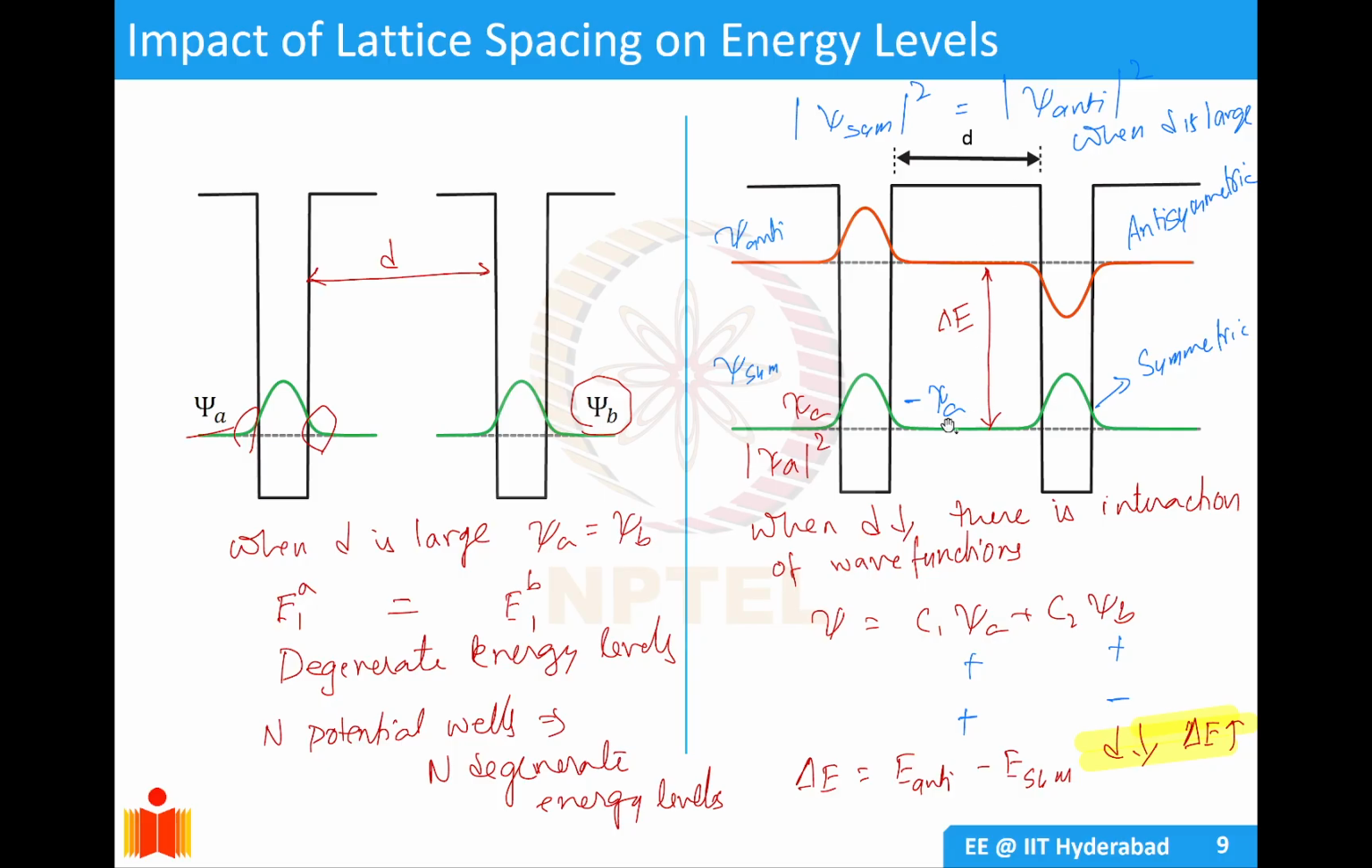So you can then calculate this, and delta E is given as the difference between the energy state levels, E of anti minus E of symmetric. So anti will always be at a higher energy level, because it requires more energy to have anti-symmetric functions, and the smaller the d is, the more the energy difference will be.